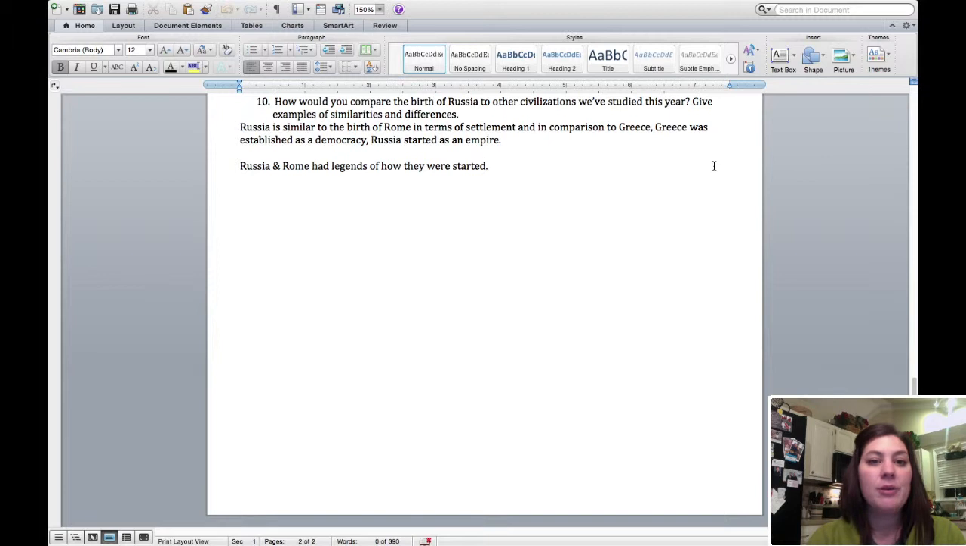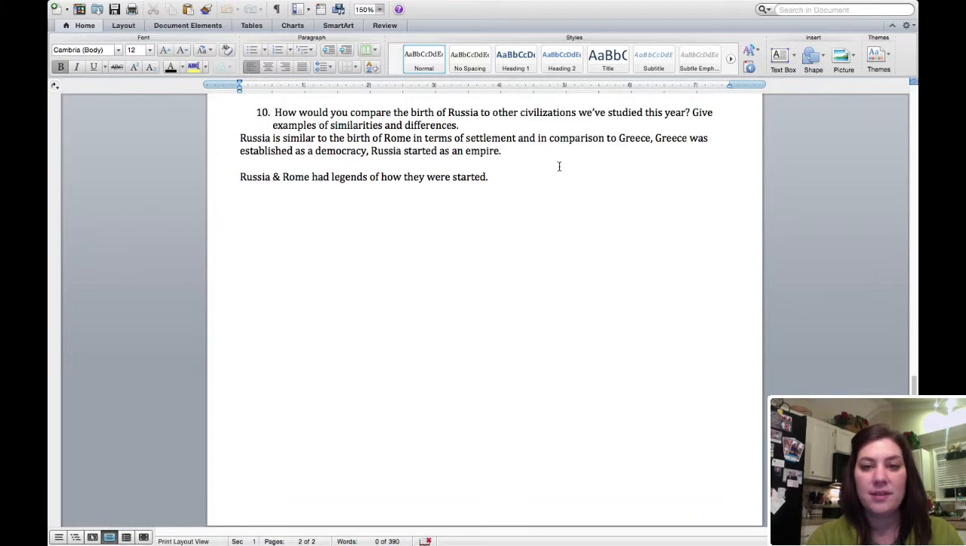And then number 10, how would you compare the birth of Russia to other civilizations we've studied this year? Give examples of similarities and differences. I gave you one here. Actually two. Russia is similar to the birth of Rome in terms of settlement and in comparison to Greece. Greece was established as a democracy. Russia started as an empire. And Russia and Rome had legends of how they were started. So you didn't really get into much of that as you were reading, but it did mention briefly that Russia had legends as to how they started as a civilization.